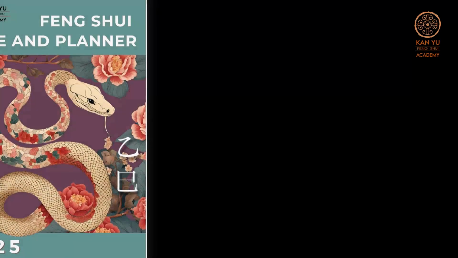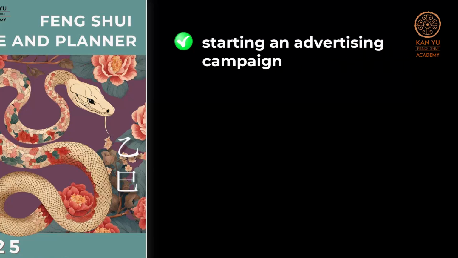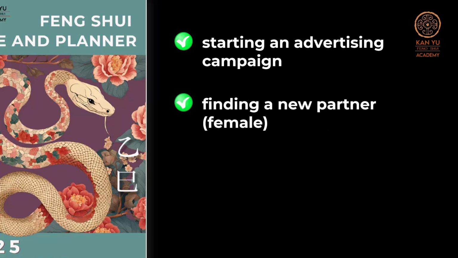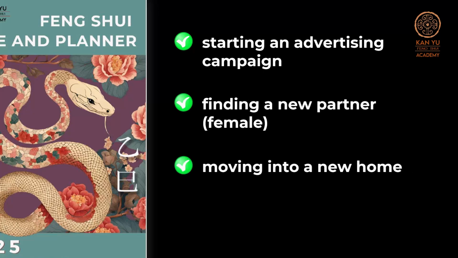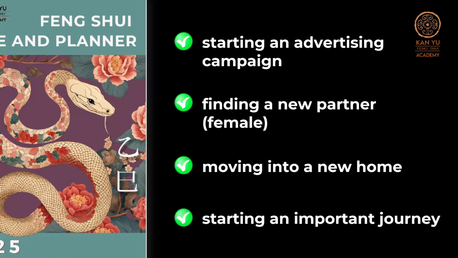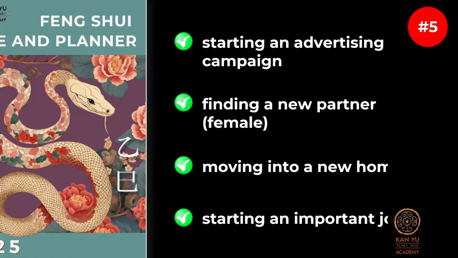Now, in this video we assume we already calculated the right day, and indeed the day is the basic unit of time for choosing dates. So, we are now going to calculate the right time for starting an advertising or promotional campaign, finding a new partner, moving into a new home, and finally starting an important journey. Again, in this video, we will also learn the different features of the most important stars. So let's start and meet them.